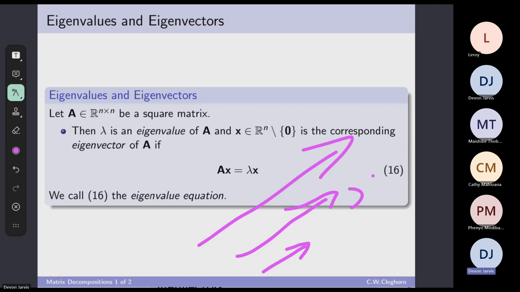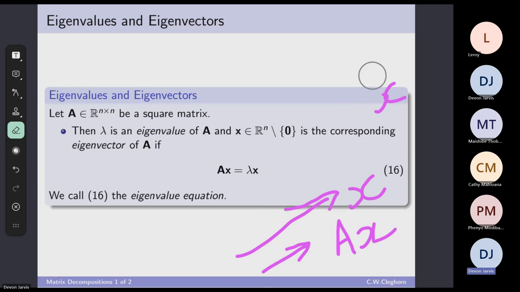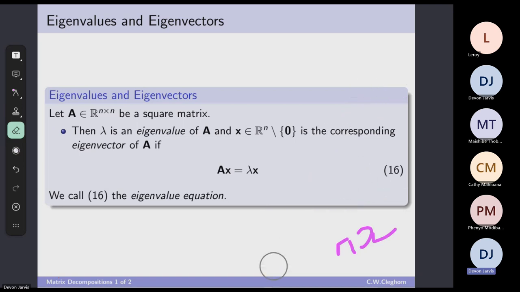All right, so this would be X. And that would be A times X, and another A times X down here. All that's going on is that when X is pointing in a direction where multiplying by A is the same as just stretching X, that, as a result, is what we call an eigenvector of A.